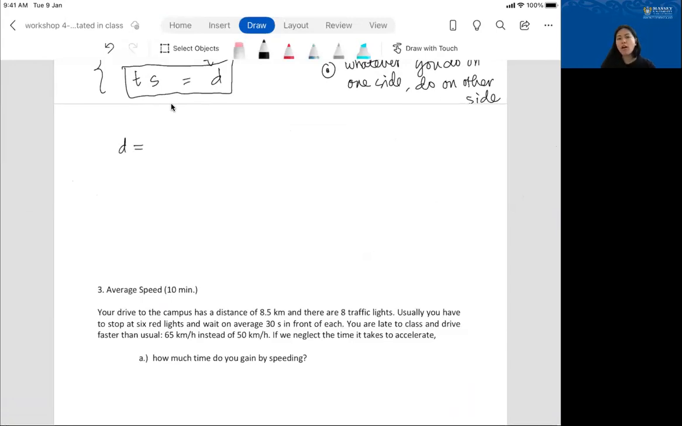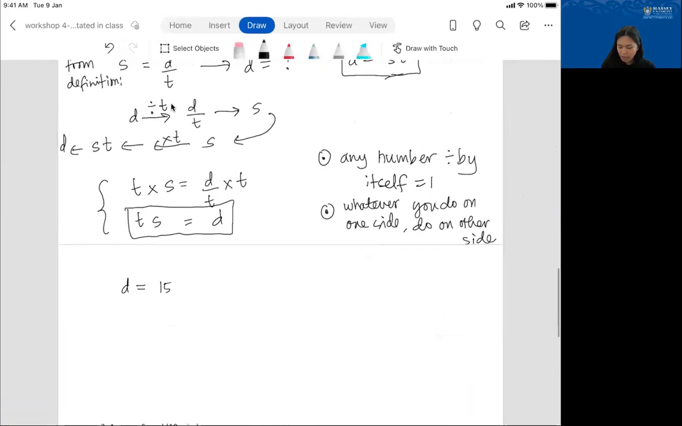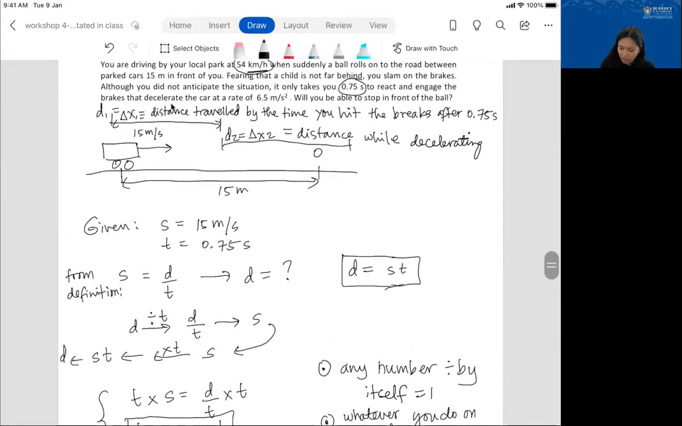So we can now figure out how far you traveled before you slammed the brakes, given that your speed is 15 meters per second and the time is 0.75 seconds. So you would have traveled about 11.25 meters, or rounding that to two significant figures, 11 meters. Right, so you would have traveled 11 meters before you slammed on the brakes.